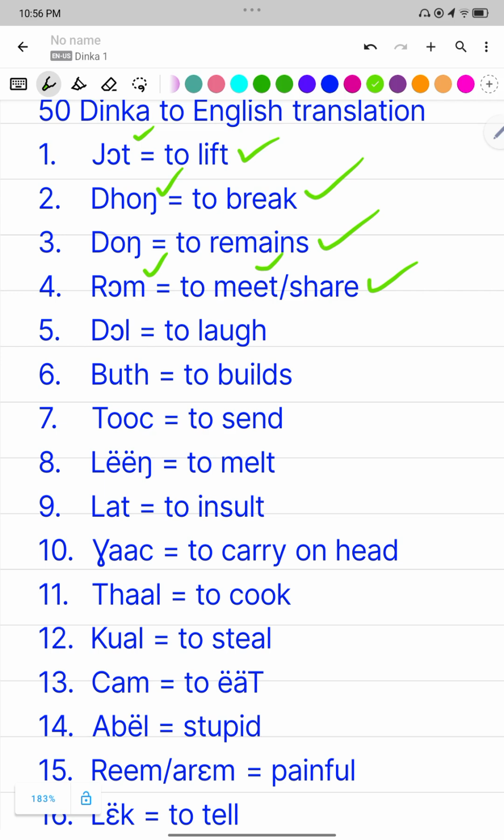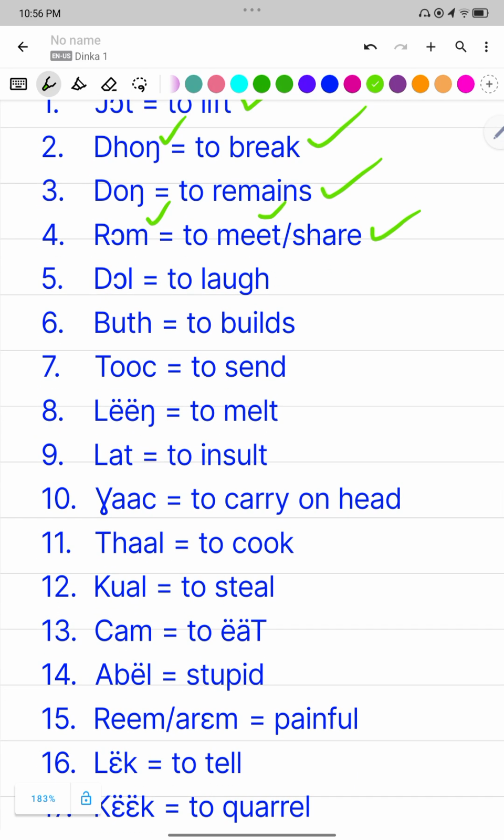Number five, doll. Doll means to laugh. Laughing. Number six, boop. Boop means to build. To build the house, to build a bridge, to build anything. And boop out, I'm building the house. That is the example.